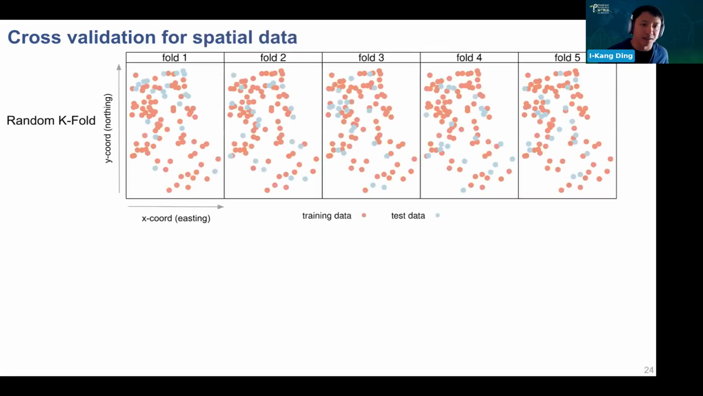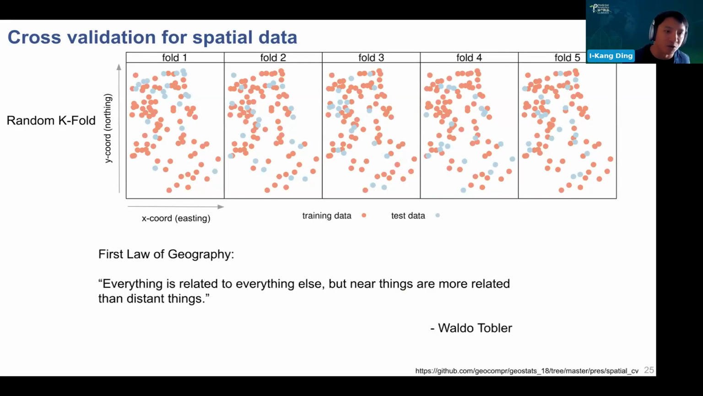If you apply this on geospatial data, that approach is an issue. So here you're seeing a schematic of a random k-fold on geospatial data. These are points in space where the x is the eastern coordinates and the y is the northern coordinates. The problem that we're dealing with can be boiled down to a very simple statement, which is attributed to the first law of geography. Everything is related to everything else, but near things are more related than distant things. Well, duh, but this simple idea has a huge implication in cross-validation.